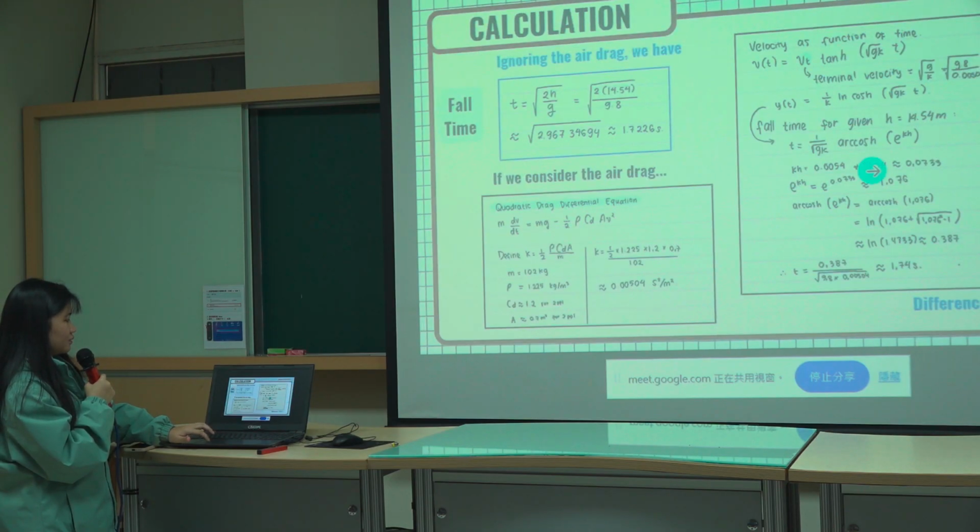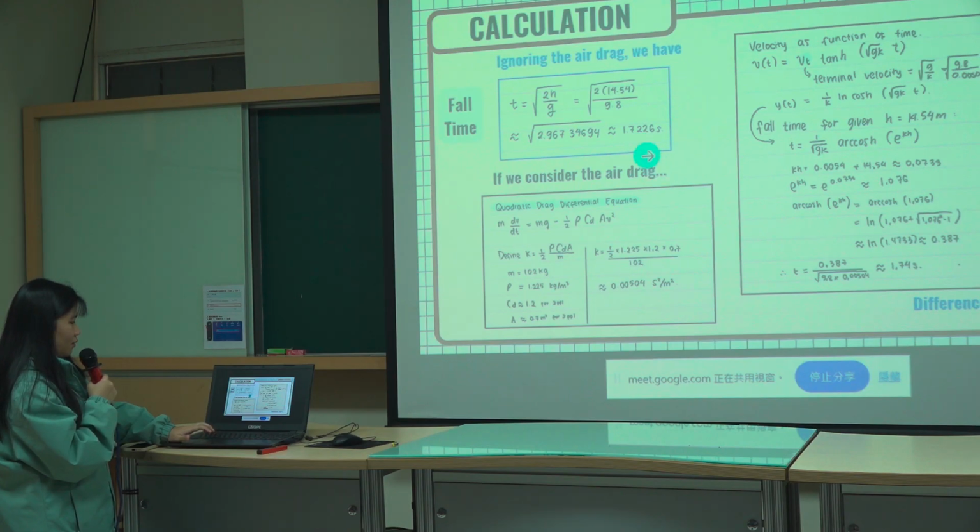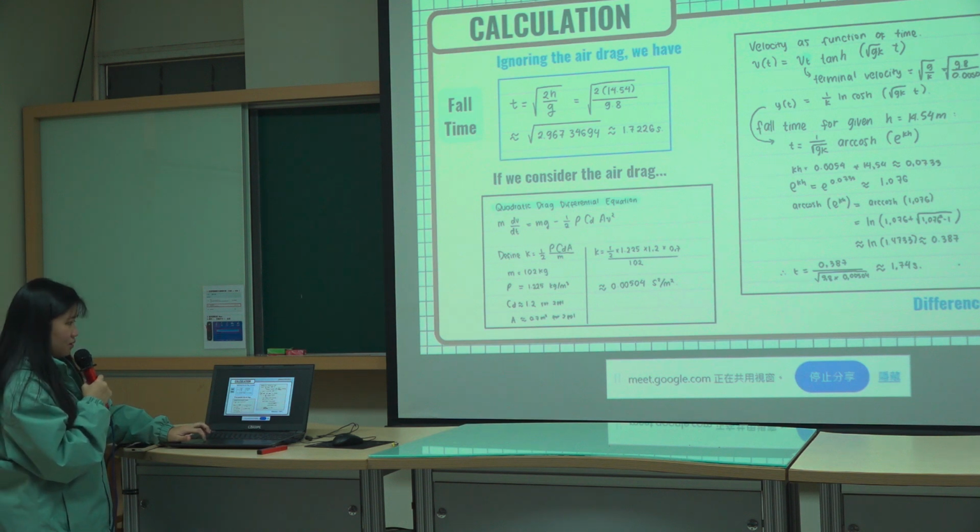The first one is fall time. Is it really that long? If we ignore the air drag, the time is only 1.72 seconds. After this, we will compare to the video. If we consider the air drag, it's actually not really important, because it's only a difference of 0.02. It won't affect that much.